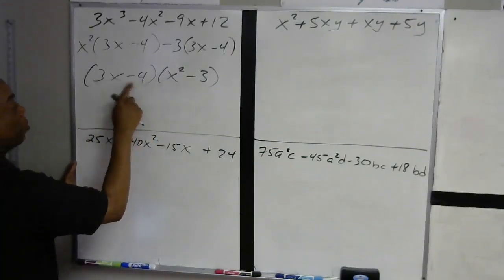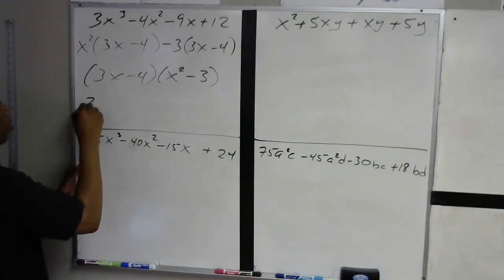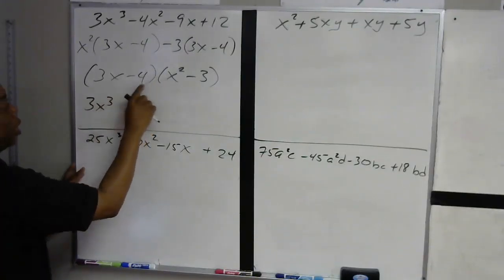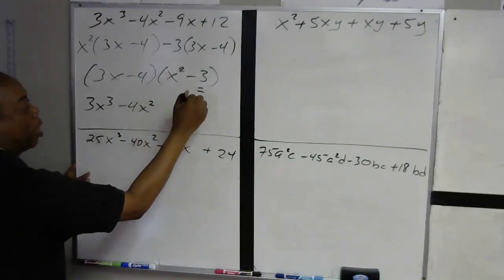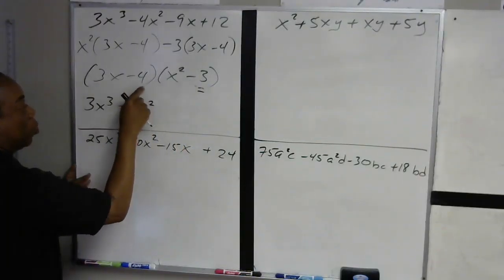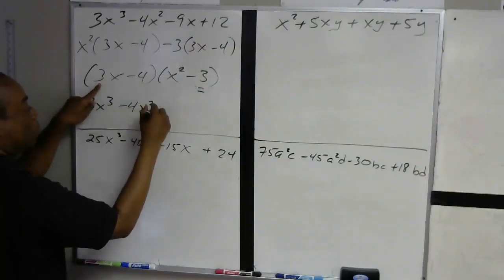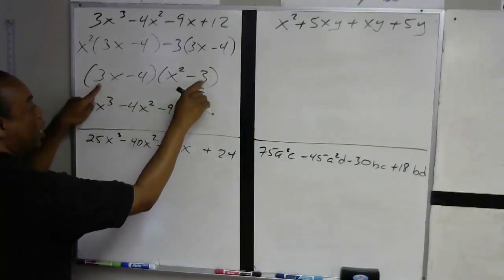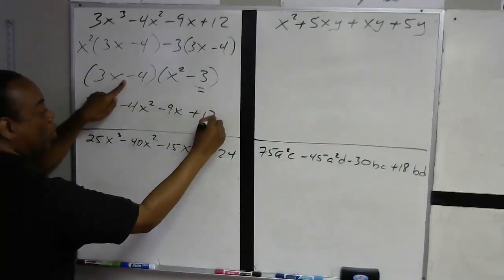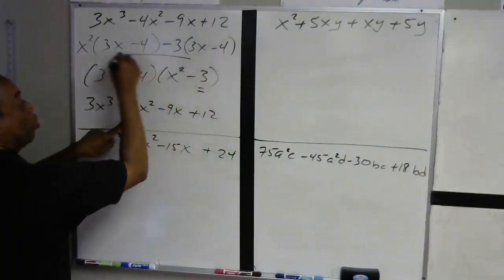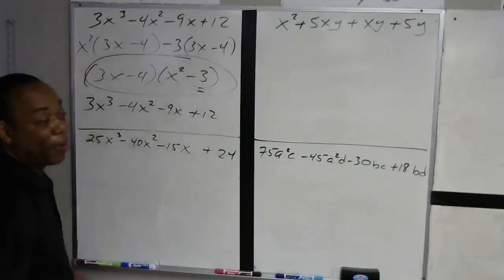Just to see if we did it correctly, I'm going to distribute to check. So x squared times both of these will give me 3x to the third power, and times this will give me negative 4x squared. Now I'm going to multiply everything by the negative 3, this one and this one. So negative 3 times 3x gives me negative 9x, and negative 3 times negative 4 gives me positive 12. And it does match. So this was the correct factoring.